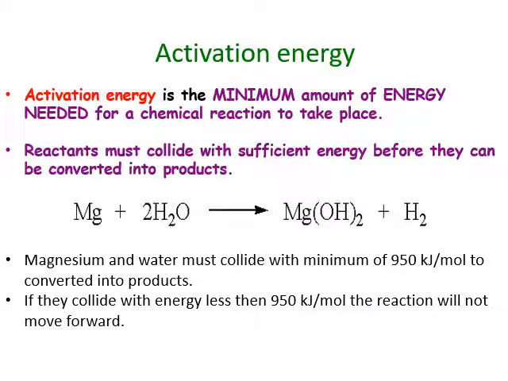So in the example on the screen, we've got magnesium reacting with water to make magnesium hydroxide and hydrogen gas. Chemists have worked out and measured that you'd need 950 kilojoules per mole to convert into products. Any energy less than that and it wouldn't happen, nothing would go. Have a look at those units. Kilojoules, so thousands of joules per mole. So remember that mole, that quantity, that counting unit that we learnt about earlier on in the year. It's all linking back together.